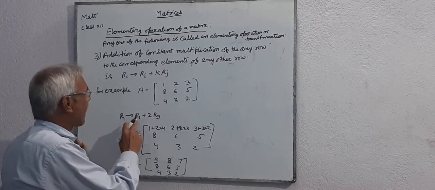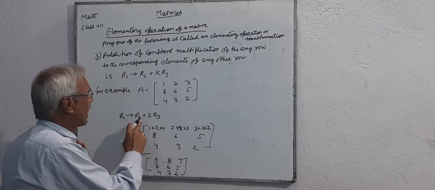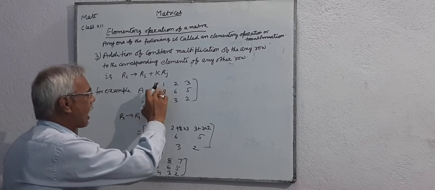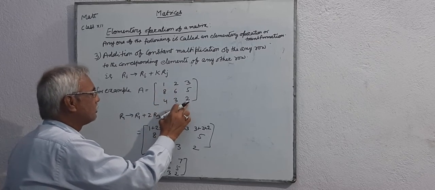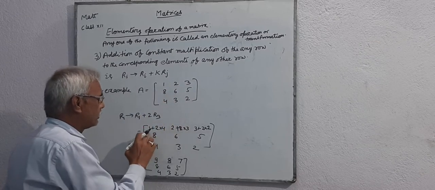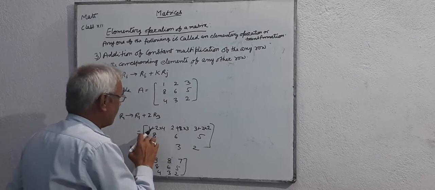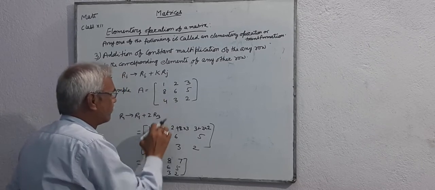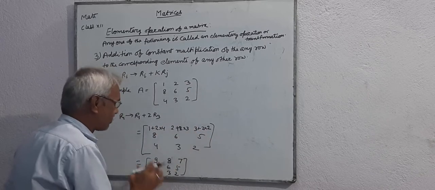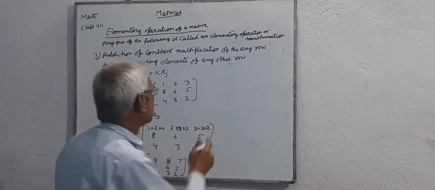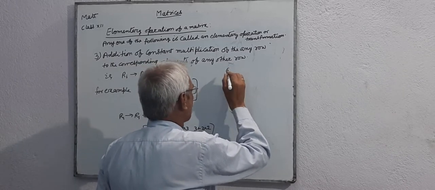For example, R1 is written as R1 plus 2R3. R1 is added to 2 multiplied by R3: 1 plus 2 into 4, 2 plus 2 into 3, 3 plus 2 into 2, and so on. Similarly, we can do it in columns.